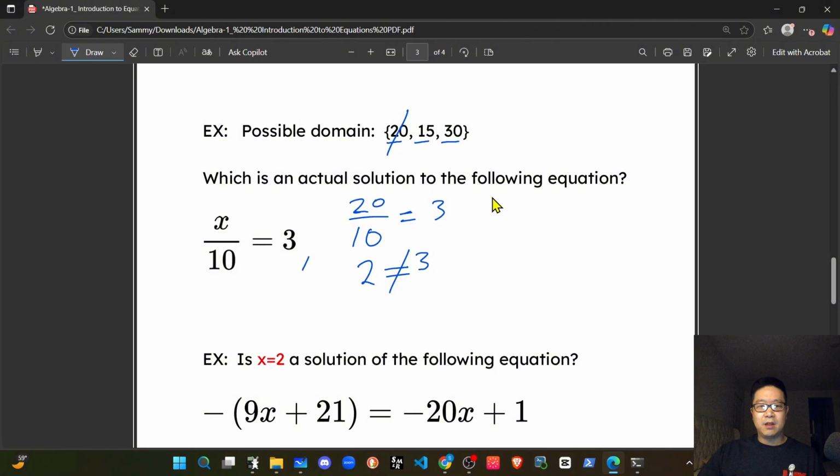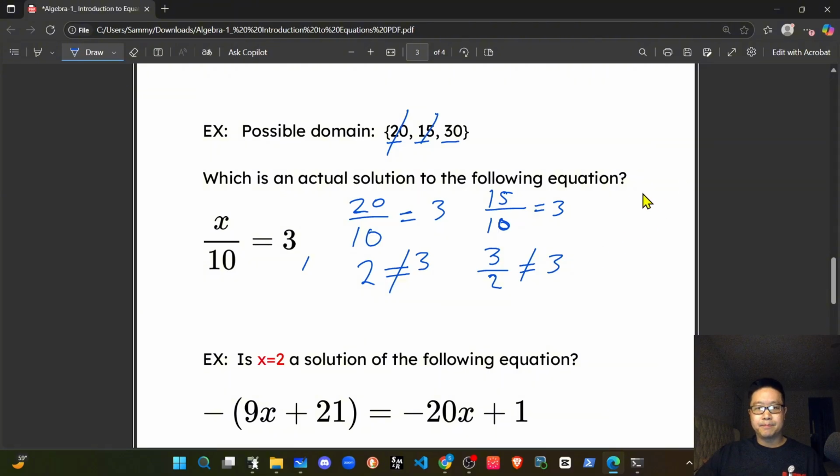Let's try 15. So if we substitute 15 for x, we get 15 over 10 equals 3. Now, we can actually reduce this fraction because it has a greatest common factor of 5. So 15 over 10 can be rewritten as 3 over 2, right? You divide both the numerator and the denominator by 5, you get 3 over 2. And you can see that 3 over 2 does not, in fact, equal 3. Therefore, 15 is not part of the domain. It is not a solution of the equation.